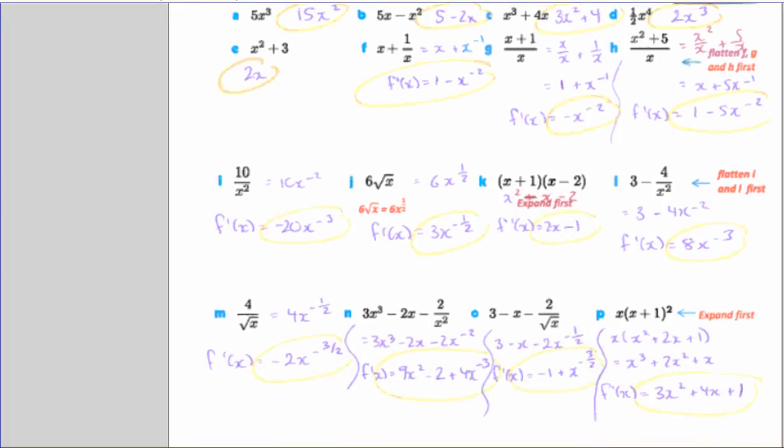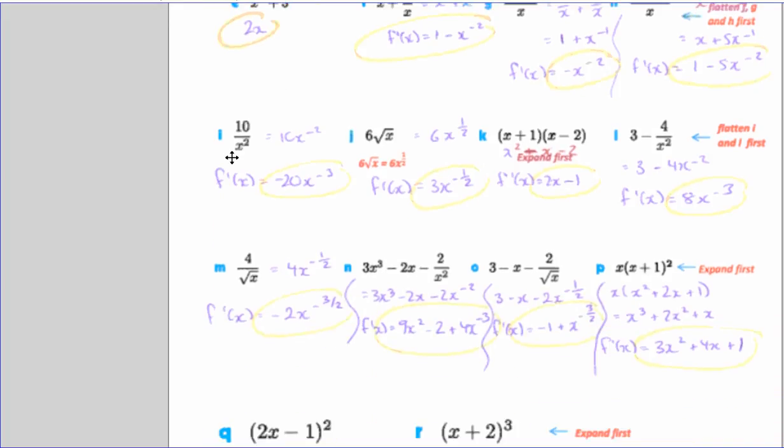10 over x squared, you've just got to flatten it first. So that's x squared, bring it up into the numerator by making it a negative exponent. So that's 10x to the negative 2. And now the gradient function is going to be negative 20x to the power of negative 3.